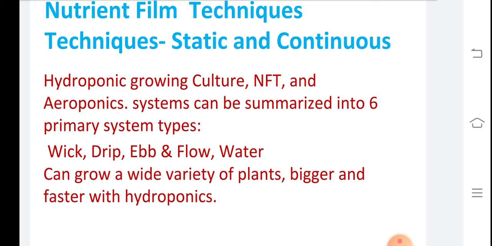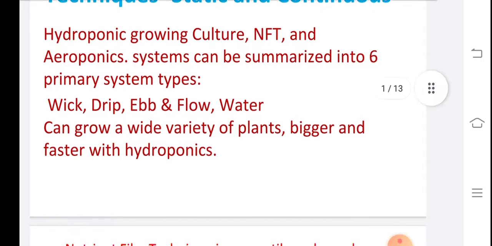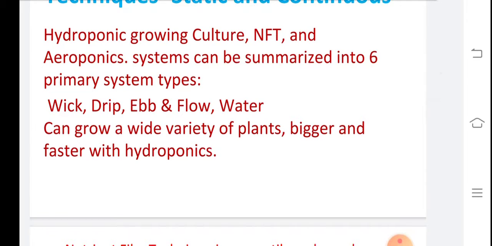NFT and aeroponics, these are the systems, and there are six other core systems: wick, hydroponics, drip, ebb and flow, and water culture. So there is a question: can we grow a wide variety of plants, bigger and faster, with hydroponics?